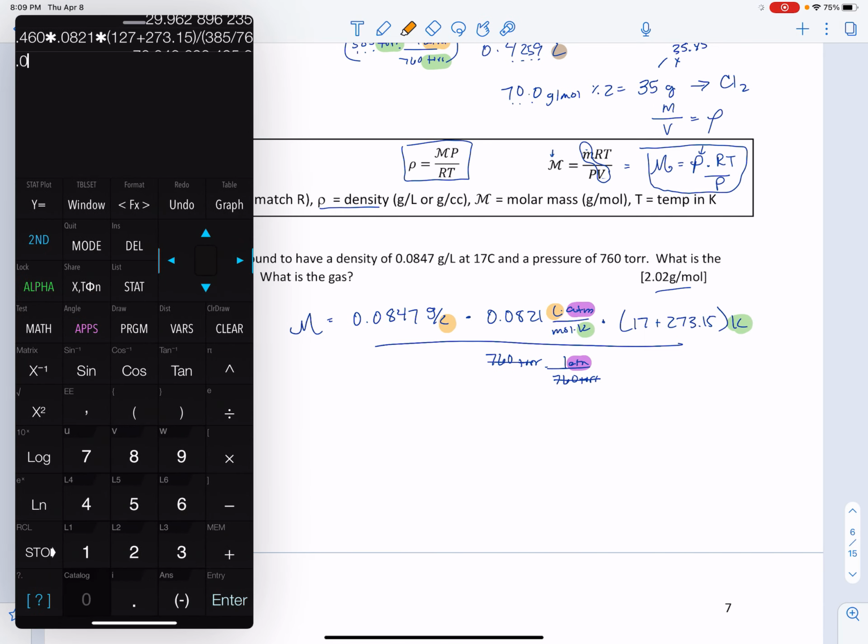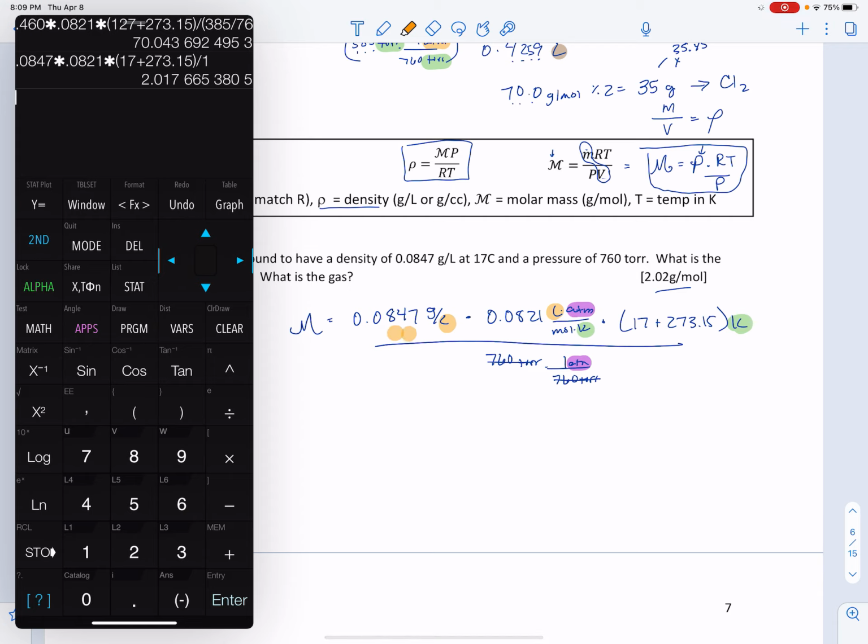So 0.0847 times 0.0821 times parentheses 17 plus 273.15, and then it'll just be divided by 1. And that gives me, if I look at my sig figs, most of the things in there have 3 sig figs, so that's going to give me a molar mass of 2.02 grams per mole.